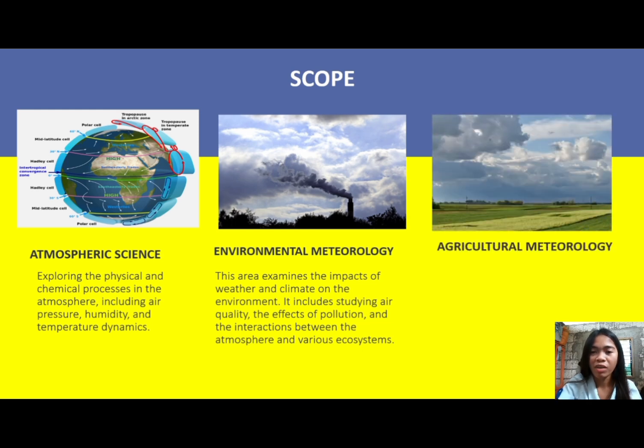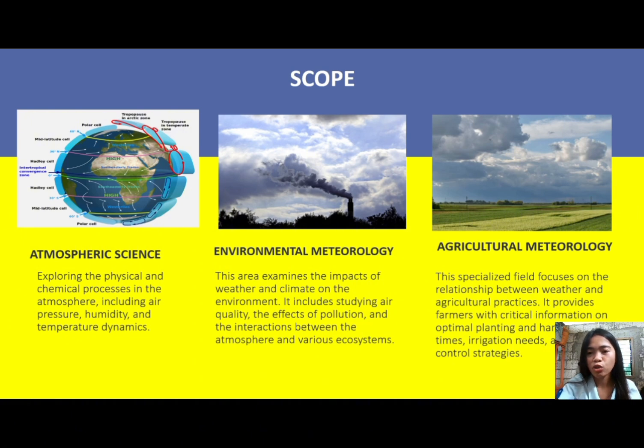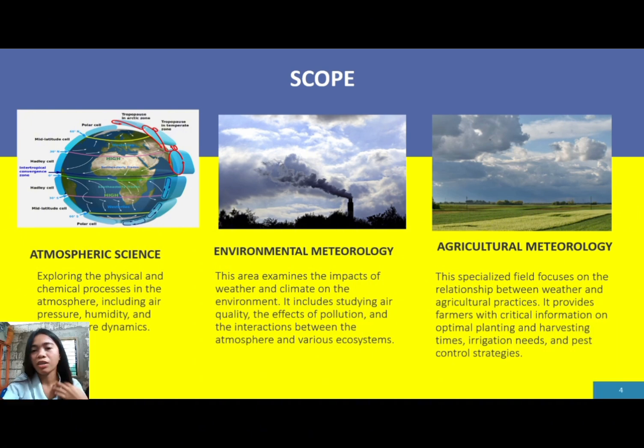Next, we have agricultural meteorology. So what is agricultural meteorology? Agricultural meteorology, this specialized field focuses on the relationship between weather and agricultural practices. It provides farmers with critical information on optimal planting and harvesting times, irrigation needs, and pest control strategies.